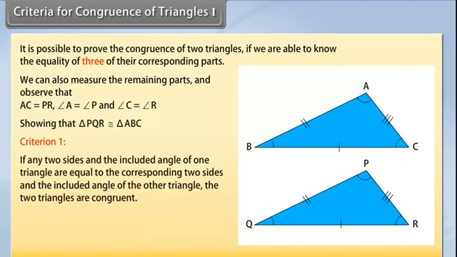If any two sides and the included angle of one triangle are equal to the corresponding two sides and the included angle of the other triangle, the two triangles are congruent. This criterion is referred to as SAS, side angle side rule.